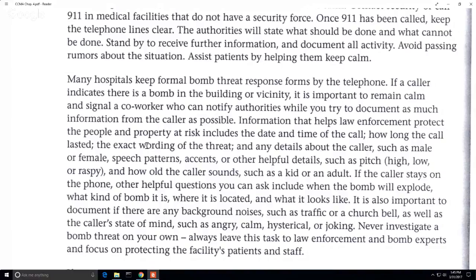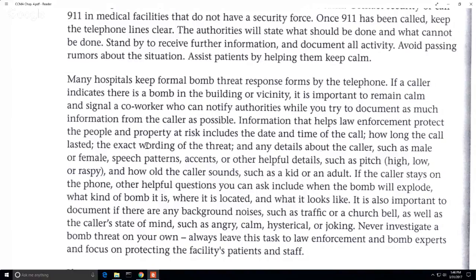If the caller stays on the phone, other helpful questions you may ask include when the bomb will explode, what kind of bomb it is, where it is located. He's not going to tell you, but still, it's okay to ask. And what it looks like. It is also important to document if there are any background noises, such as traffic or a church bell, as well as the caller's state of mind, such as angry, calm, hysterical, or joking.